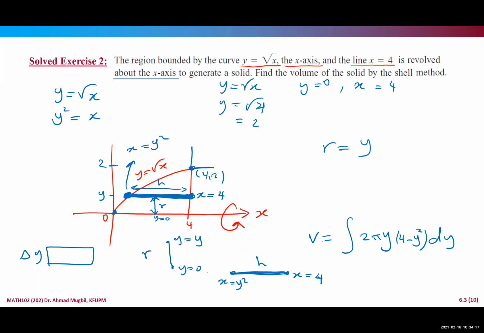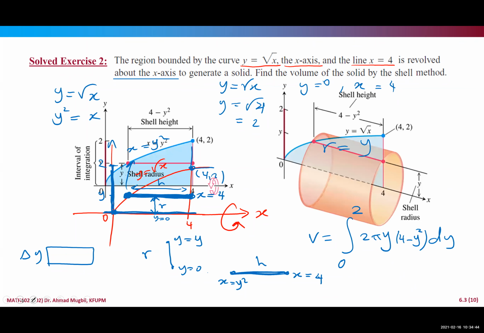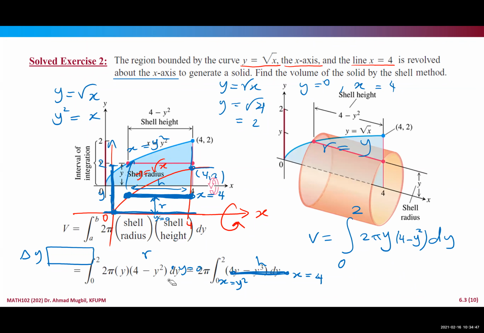Now integrate from where to where? Y values, of course, delta y. Y from where to where? This is the y-axis. Look at the region. Y starts from 0 up to 2. So this is your integral. The volume will be the integral of 2π y multiplied by (4 minus y squared) from 0 to 2. And of course, it is not difficult for you to find this integral. You will expand, then evaluate, and you will have 8π.